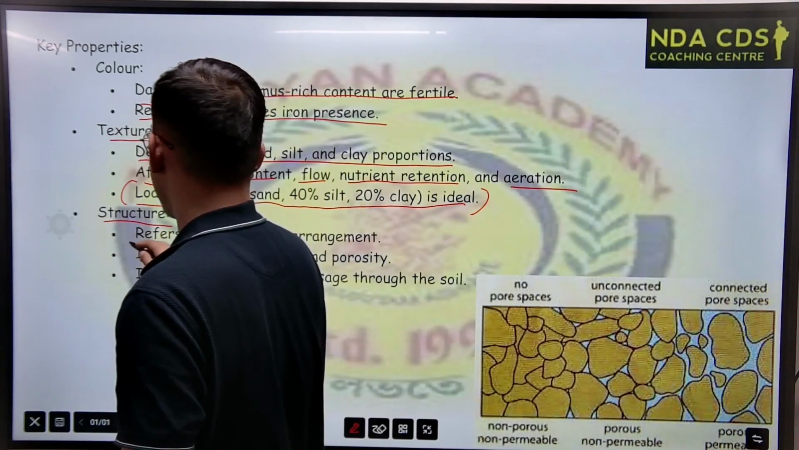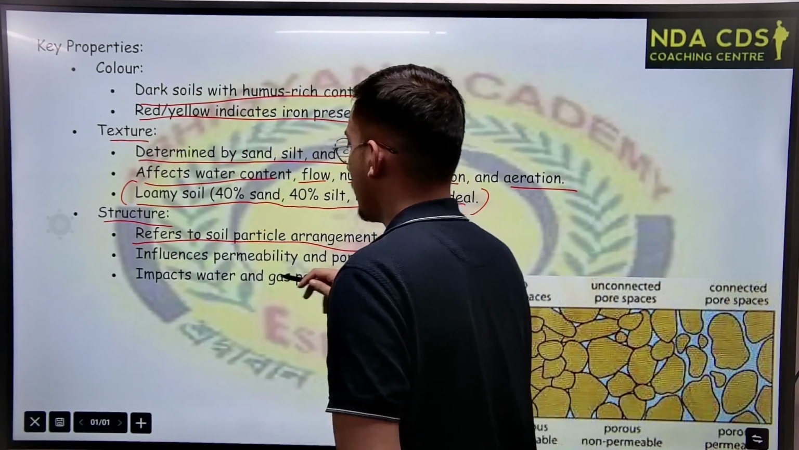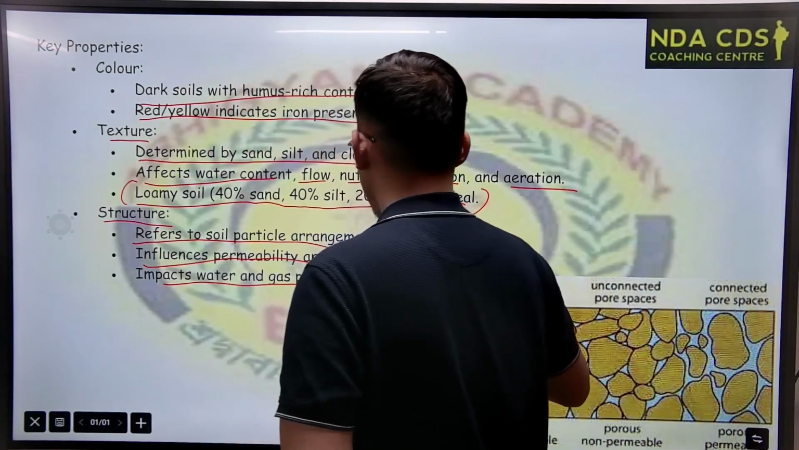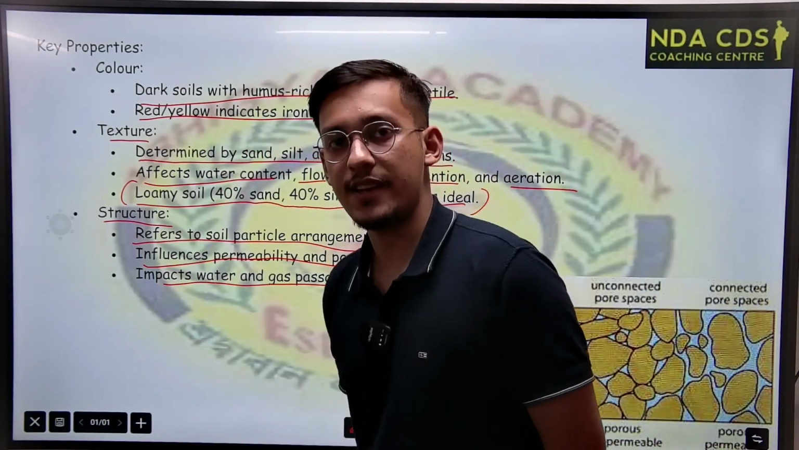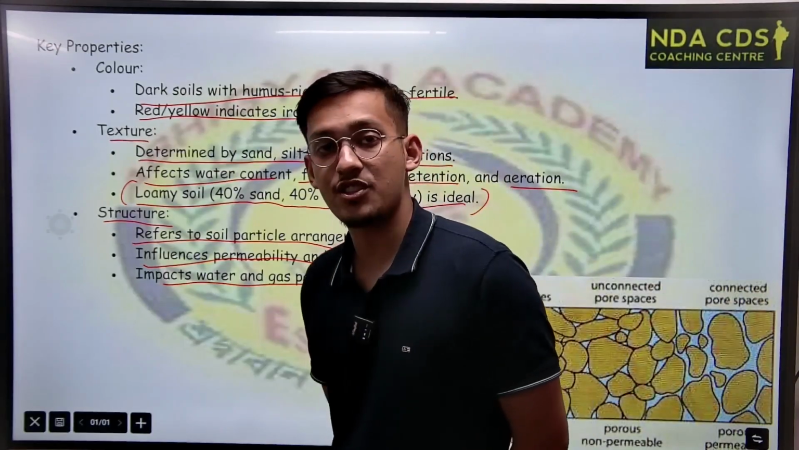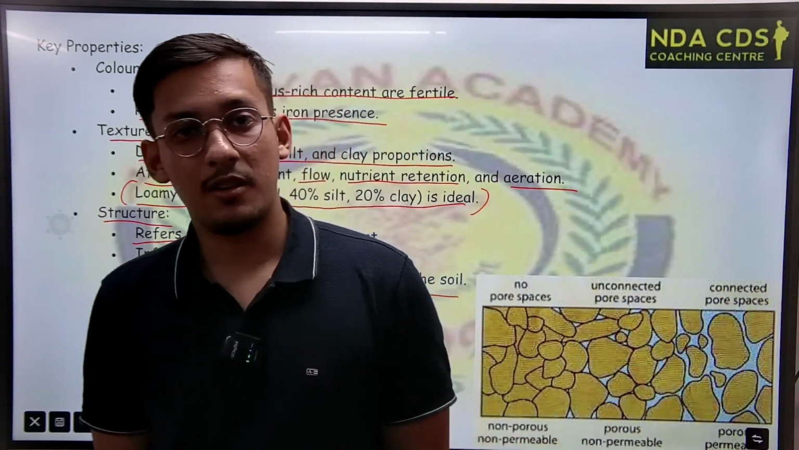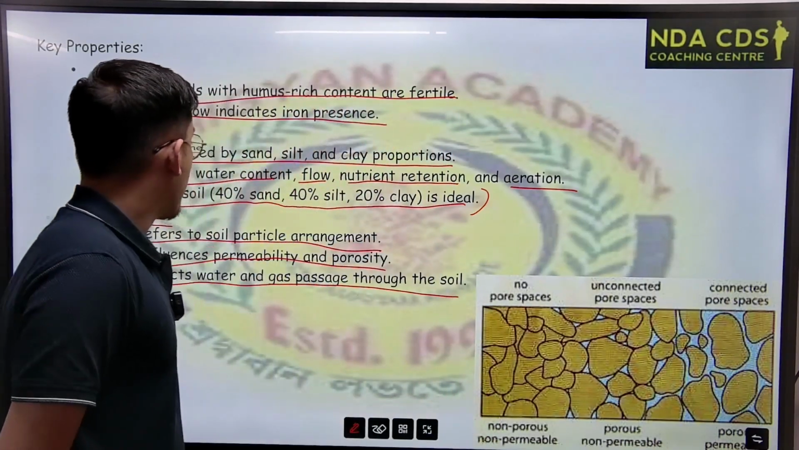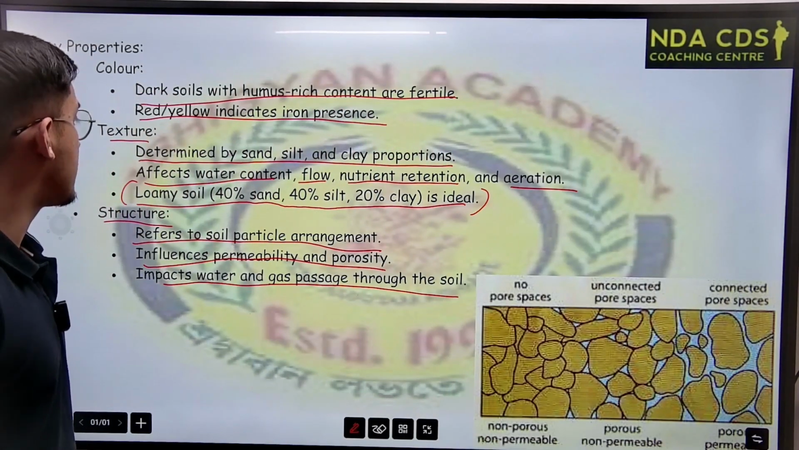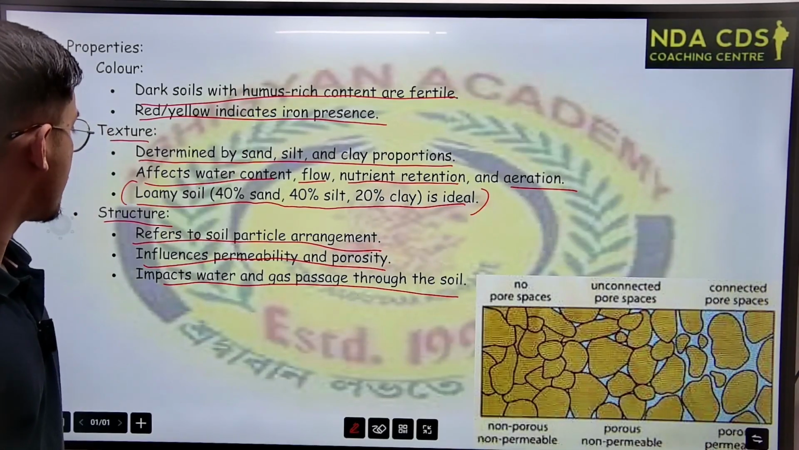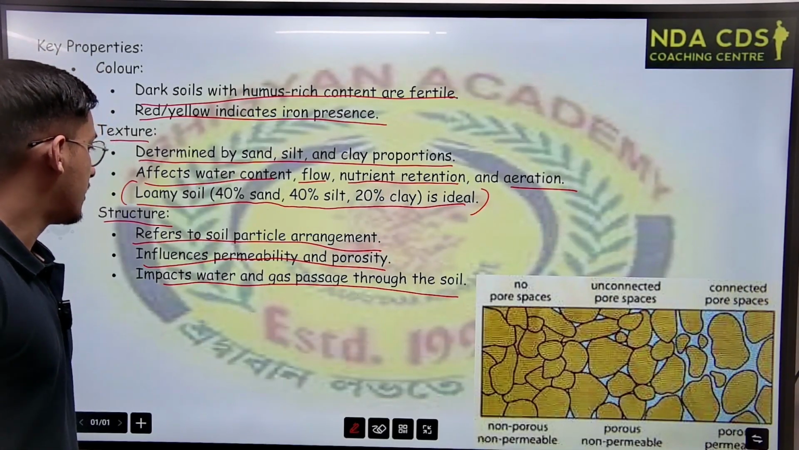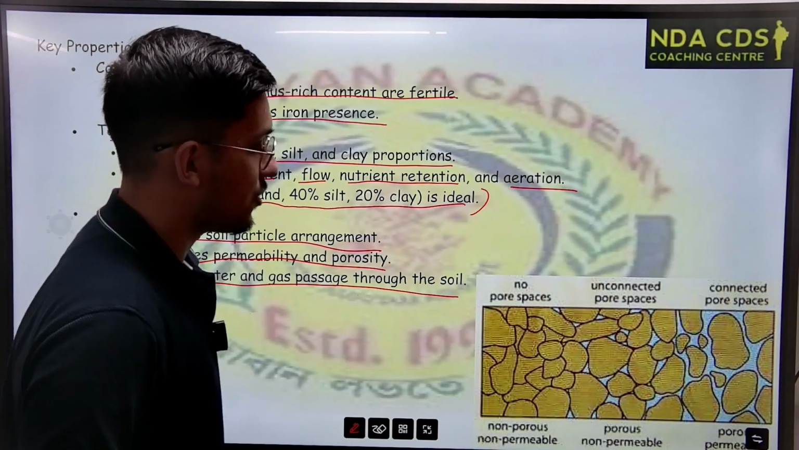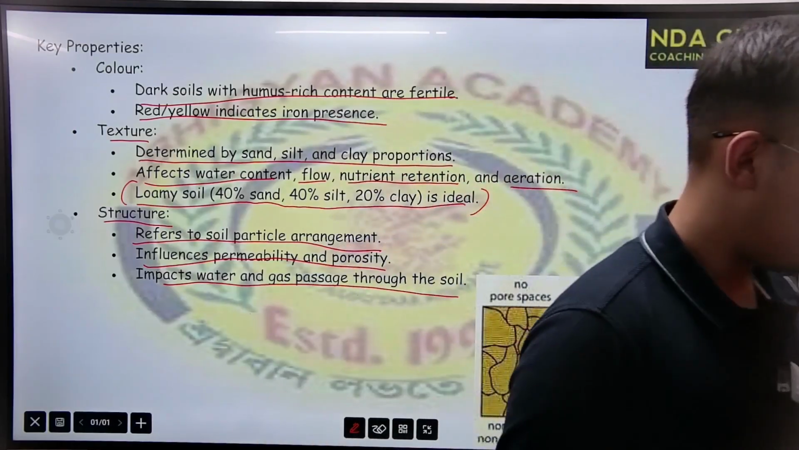Then we have structure, which refers to soil particle arrangement, influences permeability and porosity, and impacts water and gas passage through the soil, right? So basically we have color, texture, and structure. Dark soil shows fertility. Red or yellow soil shows iron presence. Texture is determined by sand, silt, and clay proportions. Structure refers to soil particle arrangement, influences permeability and porosity, impacts water and gas passage through the soil, right?